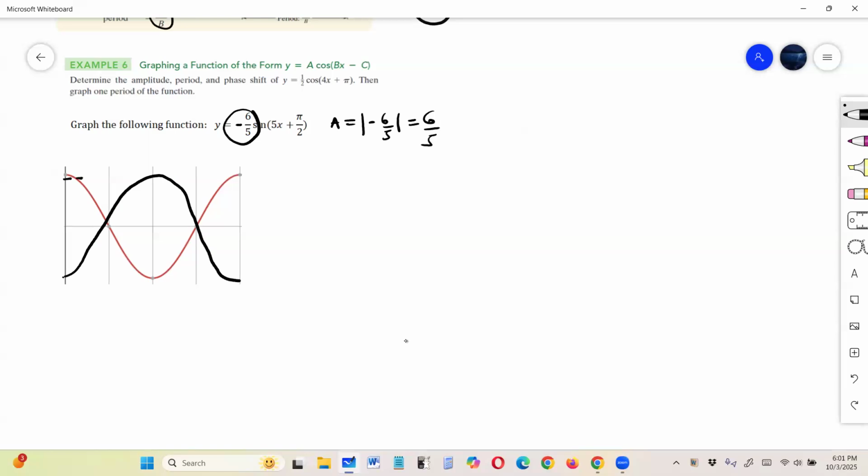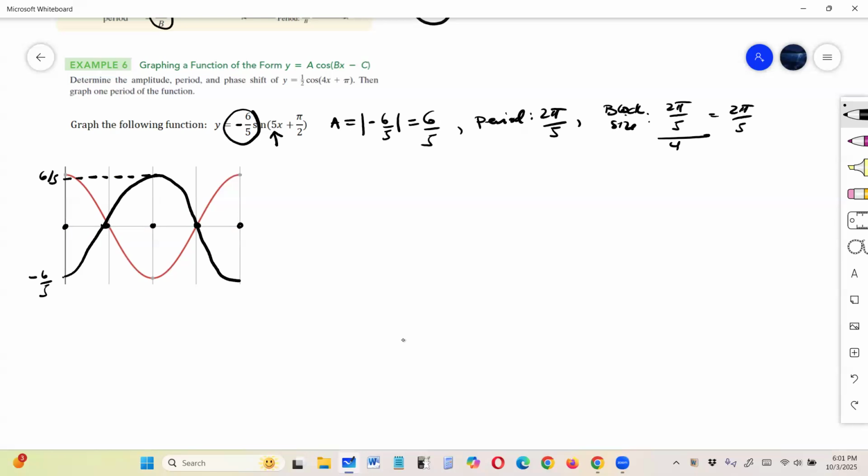But this is what all we know so far. This is 6 over 5 positive. This is negative 6 over 5. And these are the 5 key points. 1, 2, 3, 4, and 5. Now let's find the period. 2 pi over b. And in this case, b is 5. Can't simplify this. And then the block size, which is the period over 4. So 2 pi over 5 times 1/4. Obviously, this is pi over 10.